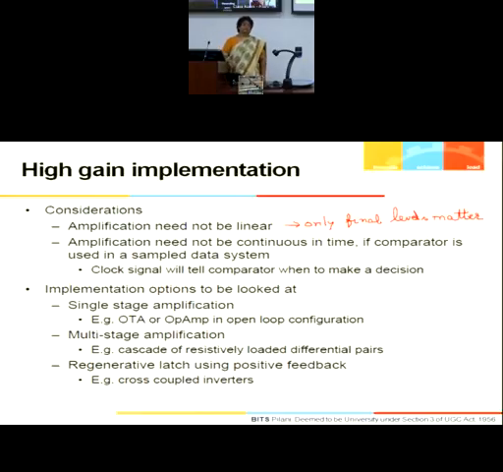Okay, and it need not be continuous in time also, because my output is simply a digital output. I can even go for a sampled system where I make use of switches, where in one phase one operation happens, then the switch opens up, another switch turns on, and something else happens. So I can work in stages. It's not that continuous operation is required. All I want is that given the difference at the input, I should get a digital output. That's all.